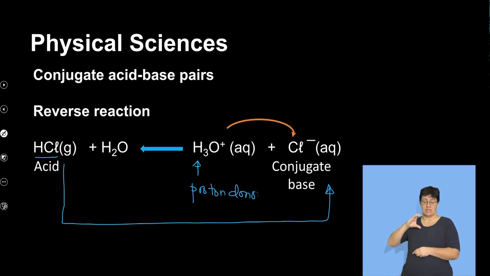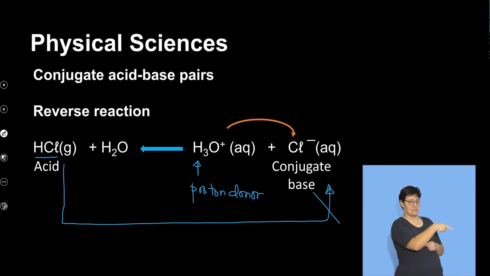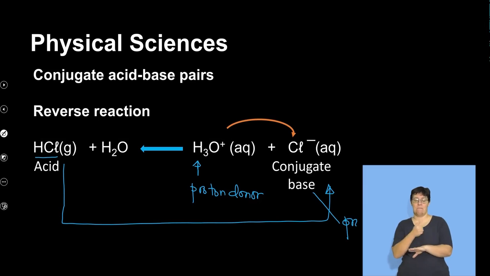So if it is a proton donor, it means it is an acid, right? Okay, so what happens is the Cl minus is a proton acceptor. That's why we would call it a base. So this is a proton acceptor. So the transfer of the proton is from the hydronium ion to the chloride ion. So in the reverse reaction, the hydronium ion serves the role of a proton donor, right?